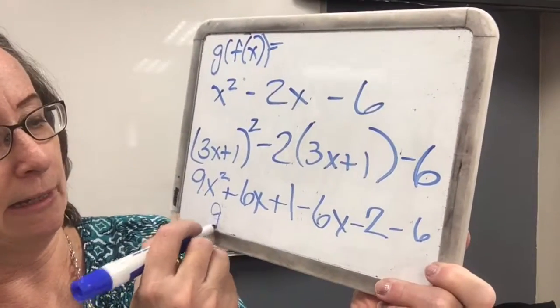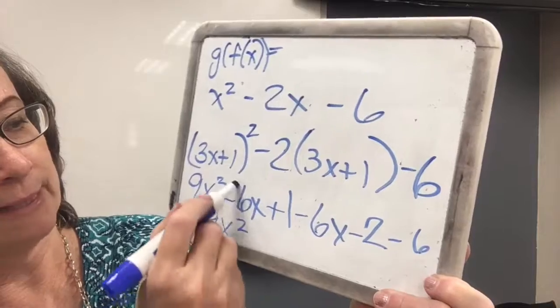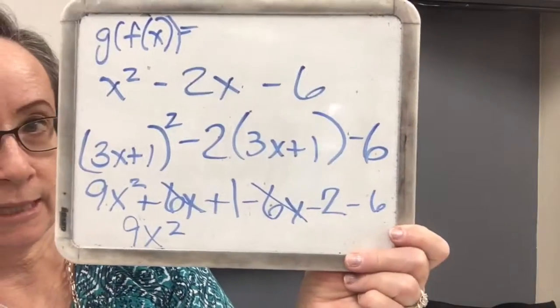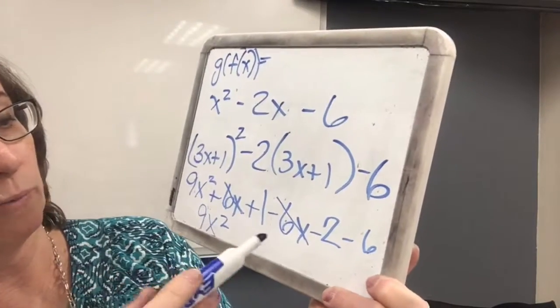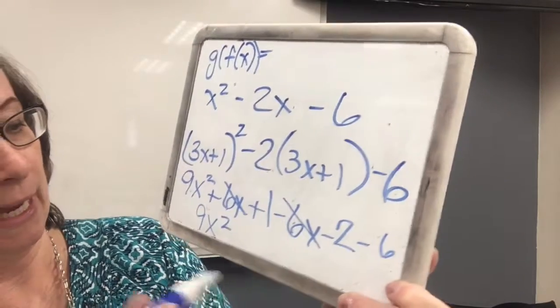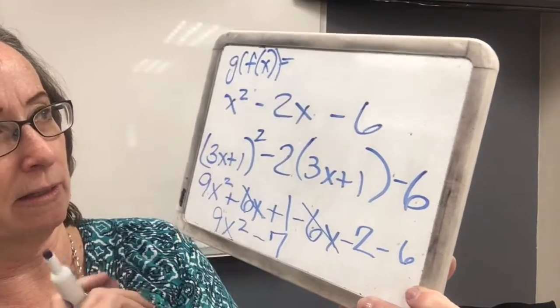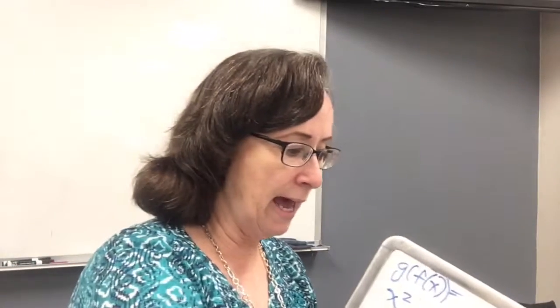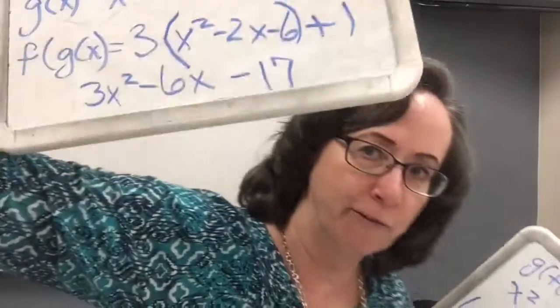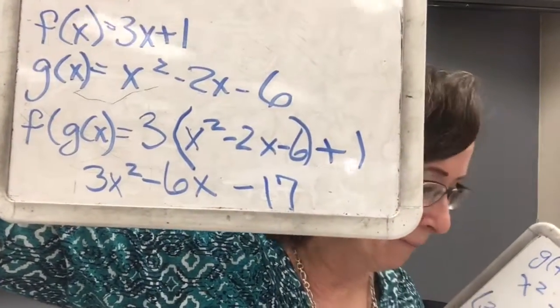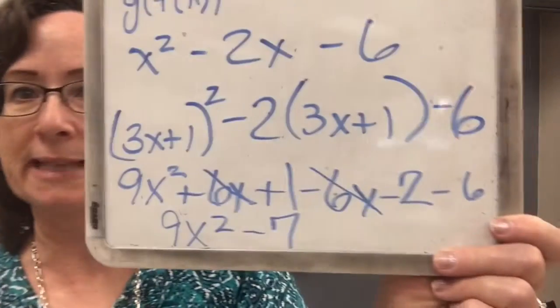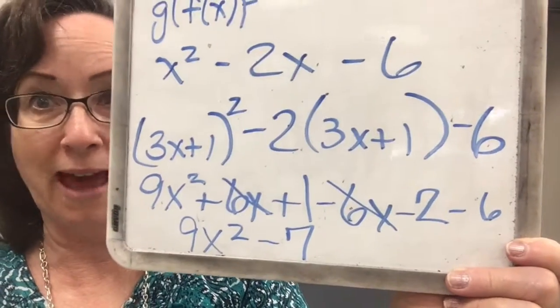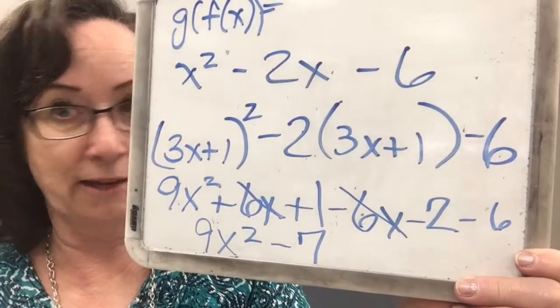I end up with a 9x squared, and the 6x and the negative 6x cancel. And then I wind up with a 1, take away an 8 is a negative 7. Now, look at what I had for my f of g of x down at the bottom, and look at what I have, same functions, g of f of x. Definitely not the same thing. All right, so now we're going to go on and do some more composed functions.